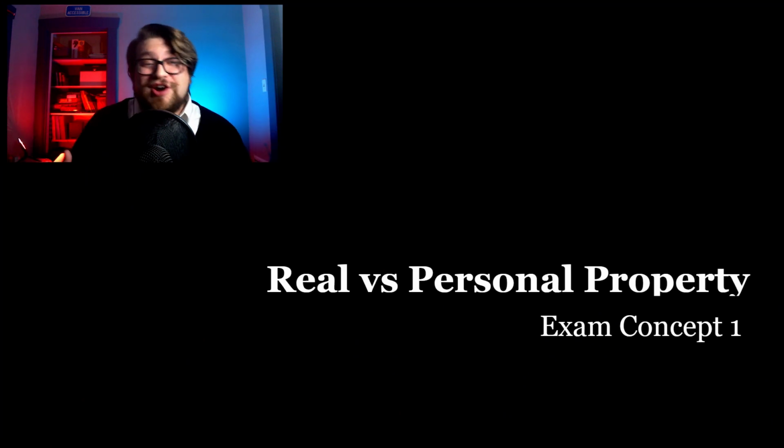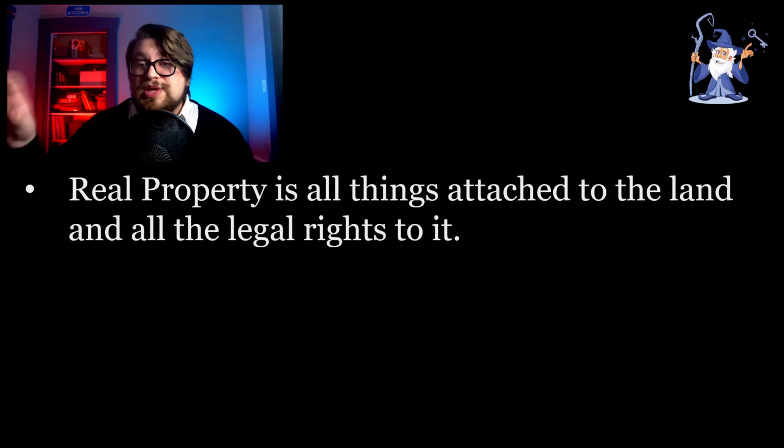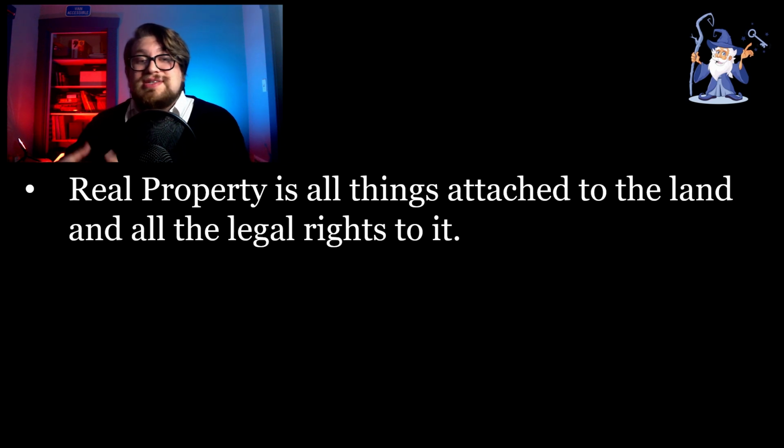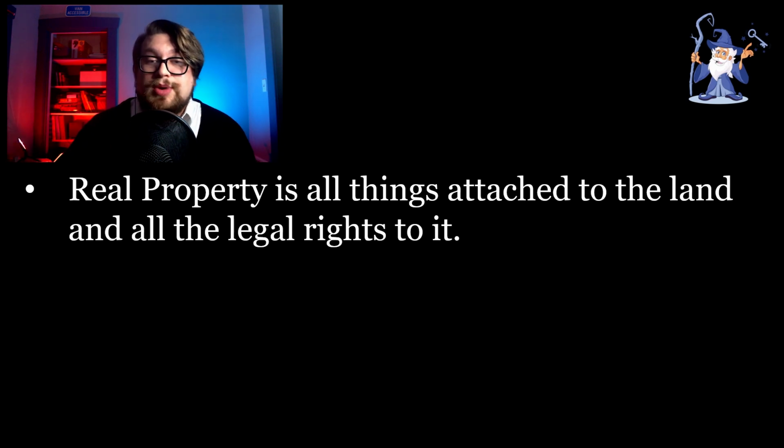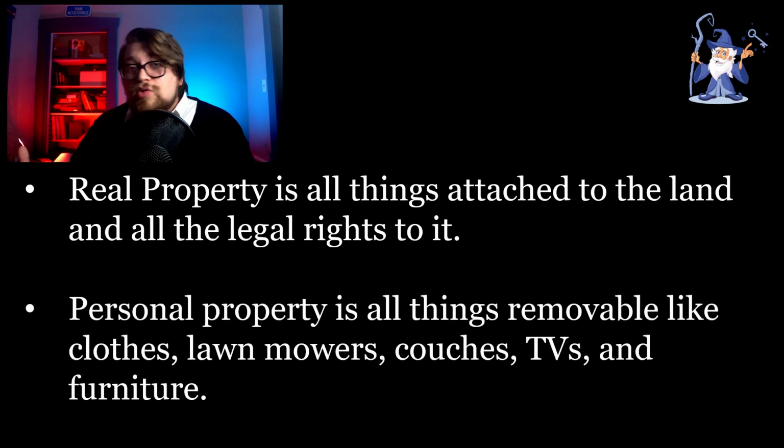All right, so to start out, you need to know the different types of property. First and foremost, you need to know the difference between real and personal property. Remember, real property is all things attached to the land and the legal rights to it. Real property is usually things that are unmovable, such as the home itself or the buildings within the property line. Personal property is all things removable, like clothes, lawnmowers, couches, TVs, and furniture.